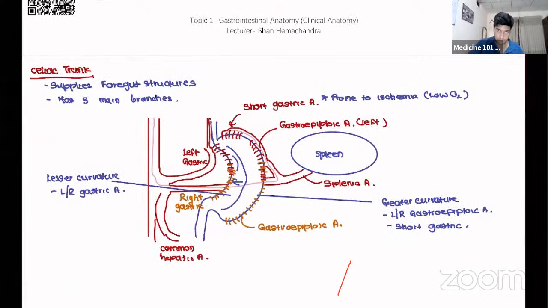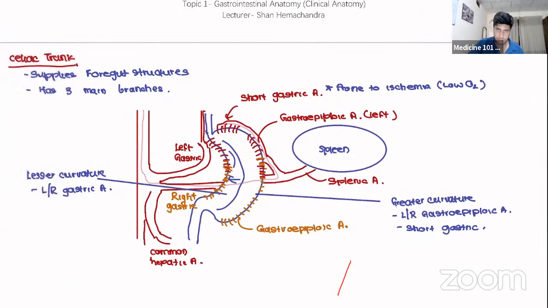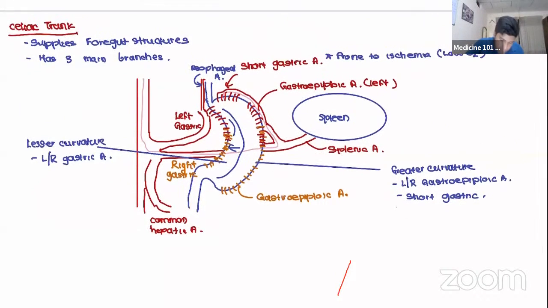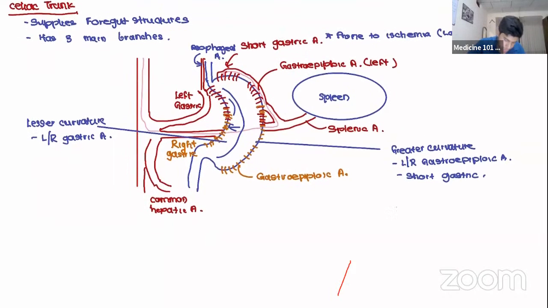Do you understand this? If you don't, please ask, because in the case studies, it's all about these. Remember that the esophageal artery comes from the left gastric. That's it for the blood supply to the stomach and the celiac trunk.